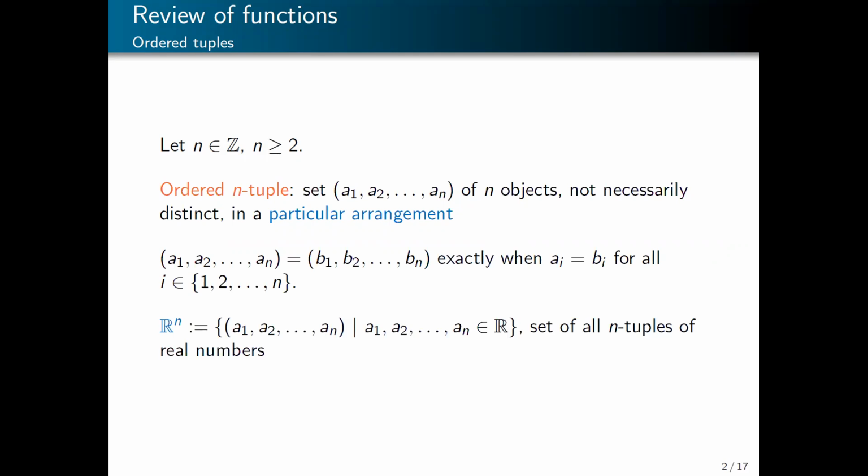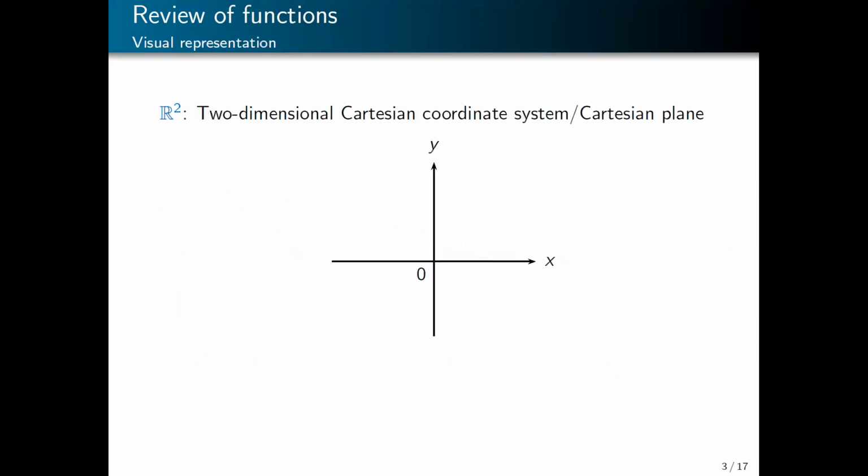In particular, the set of all ordered n-tuples of real numbers is denoted by Rn. We sometimes refer to the elements of Rn as points. You learned in your previous math courses that R2 can be represented visually using the two-dimensional Cartesian coordinate system, also known as the Cartesian plane. This coordinate system consists of two number lines, called the axes, drawn in the plane perpendicular to each other and meeting at their origins. Usually, one axis is horizontal and the other is vertical.